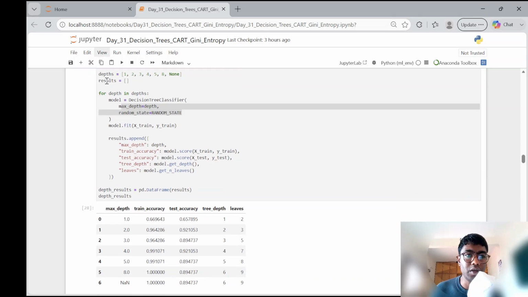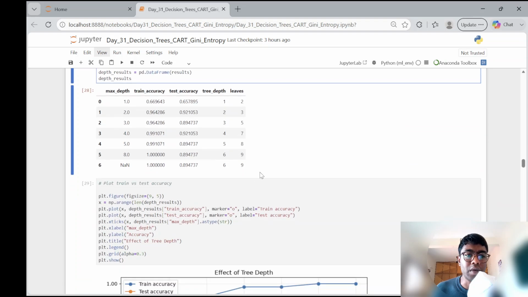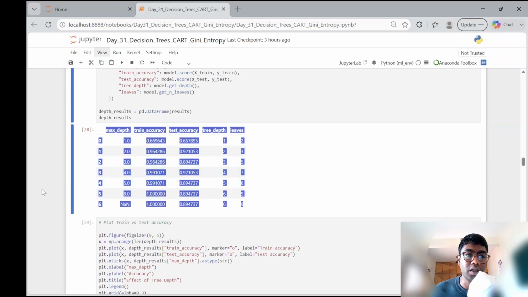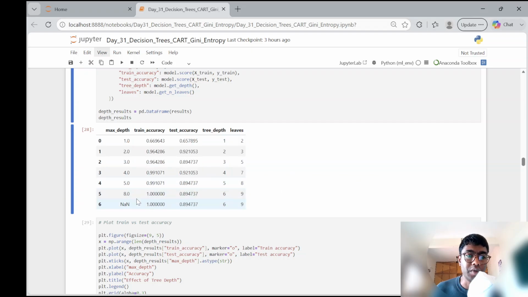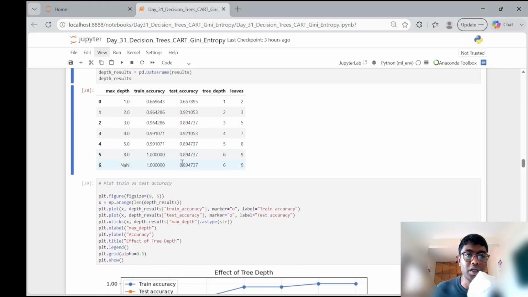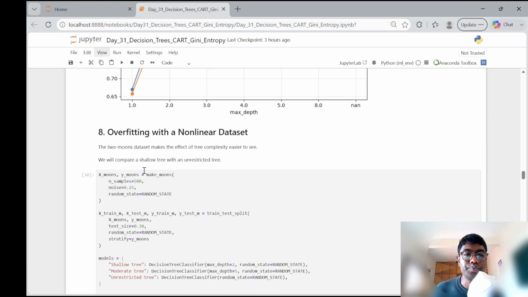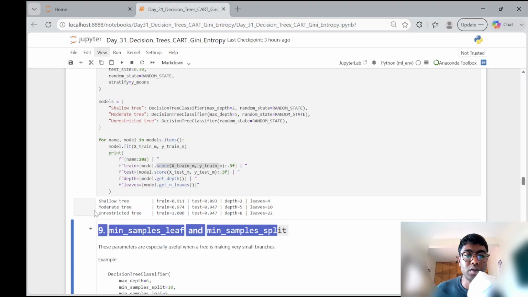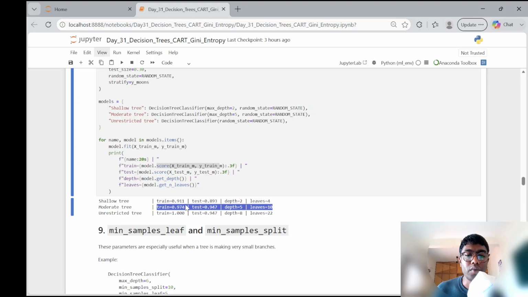So all of those are decision tree regularization parameters. First thing is we are going to be looking at depth. If you see max depth, as we increase it, we are overfitting the model to accommodate all the training data set. Here is a graph for the same. So ideally there should be a balanced fit, which is about 2, as you see here, to have the best training accuracy and testing accuracy. Overfitting with a nonlinear dataset, we showcase it with a shallow tree, moderate tree, and unrestricted tree. Here if you see, with a depth of 5 it is a moderate tree, right?